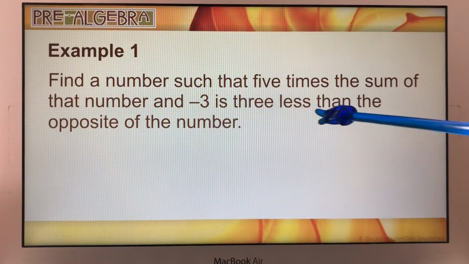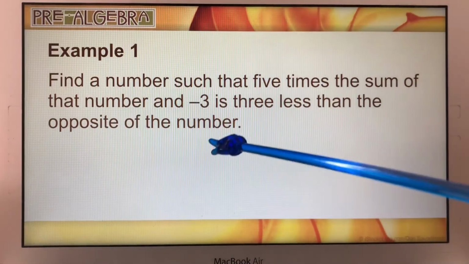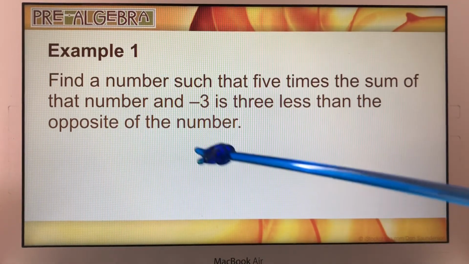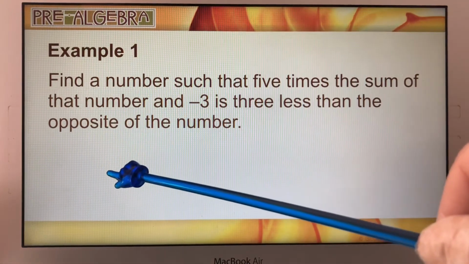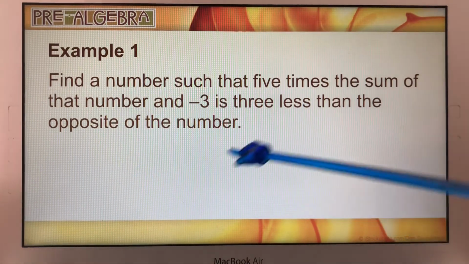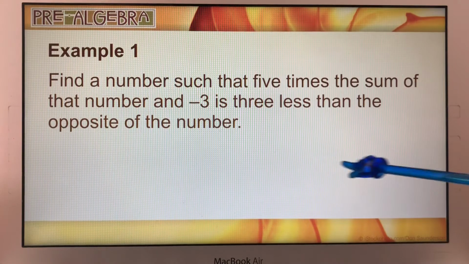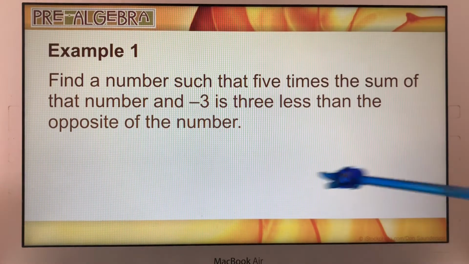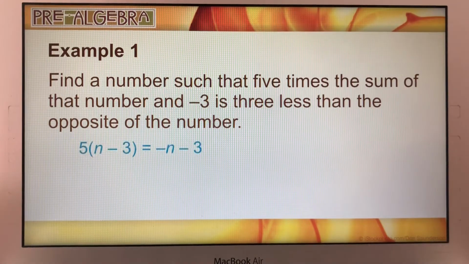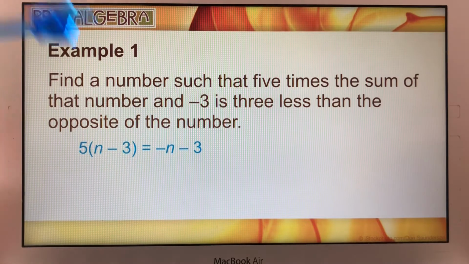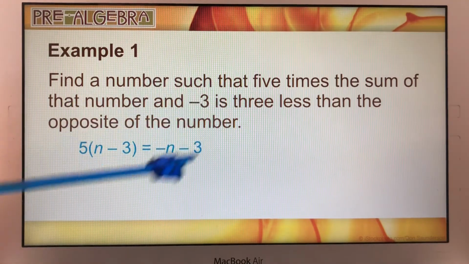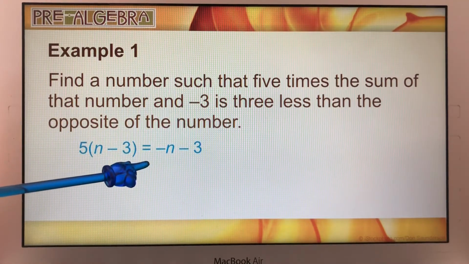then you have the second phrase, 3 less than the opposite of the number. So the first phrase is on the left side of the equal sign, then you have the equal sign, then the next phrase, the second phrase. Okay, let's see what we've got. Here's our equal sign, "is," okay?